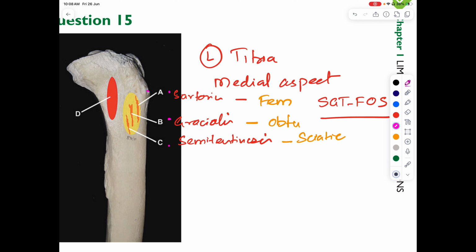The tibial collateral ligament is attached here. So this is one ligament, the tibial collateral ligament. And there is the patellar ligament from the tibial tuberosity.